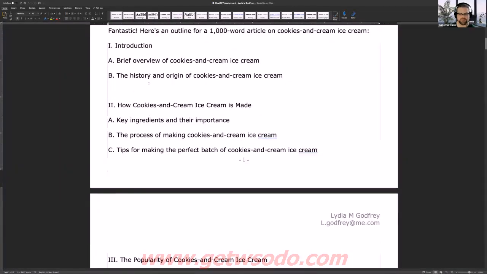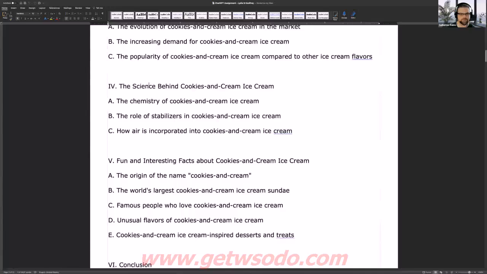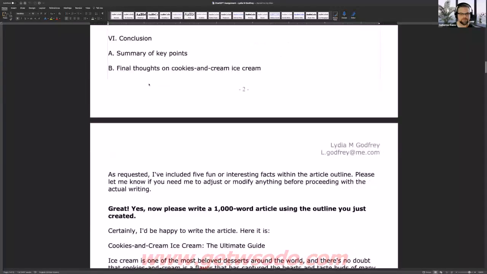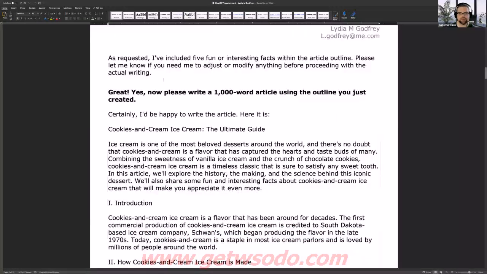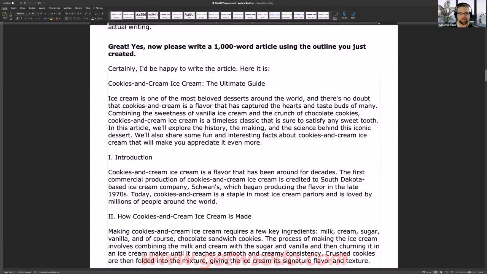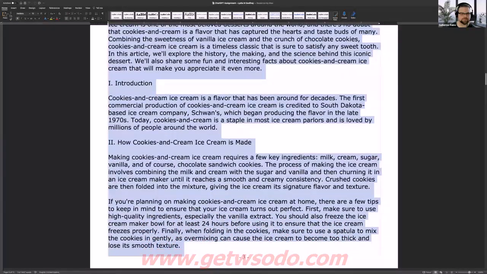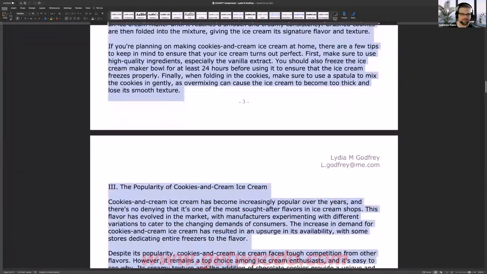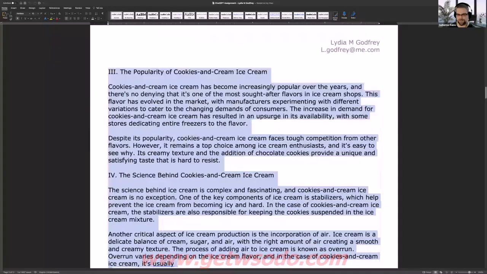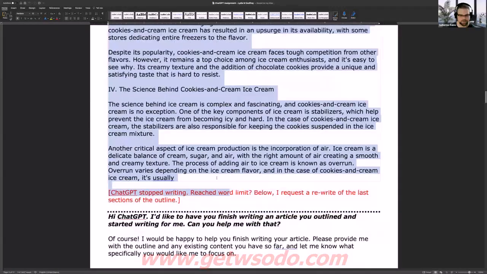So it gave us an outline. Okay. So let's see if this is 1,000 words. And again, you can see it's very similar to some of the other articles. And so that's where you'll want to use stop writing word limit. Yes, yes.